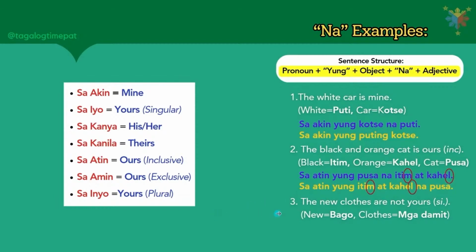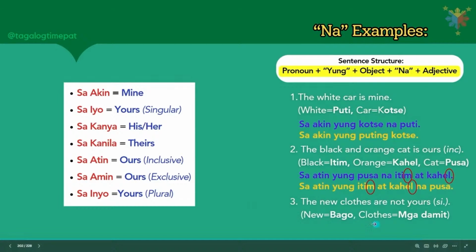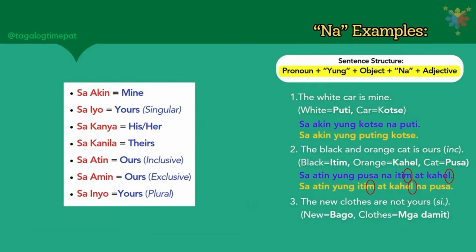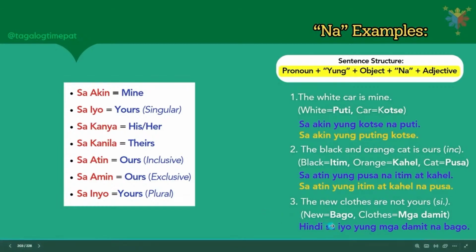All right, number 3, the new clothes are not yours. Singular. New means bago. Clothes is mga damit. So this is a way to kind of negate a thought. So it's not something we've seen so far, so this is how you do it. Hindi sa iyo yung mga damit na bago. So everything here is the same. We've already learned it. Pronoun, then it's yung, then it's object, then it's not, and then bago, the adjective.